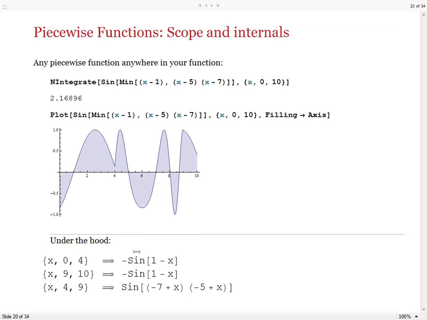After this decomposition, NIntegrate is left with these three subregions, and on each of these subregions, the integrand is simplified into one of the two cases of the min. And on each subregion, the integrand is completely smooth, and general-purpose integration rules can therefore operate very efficiently.